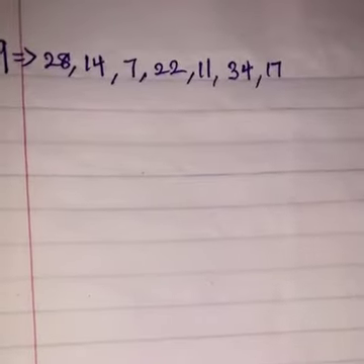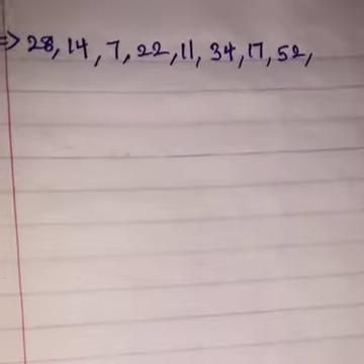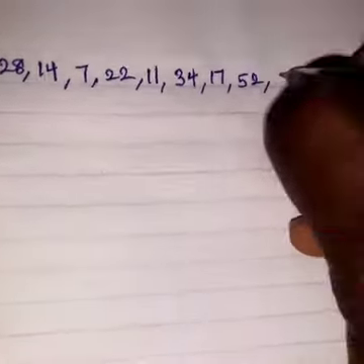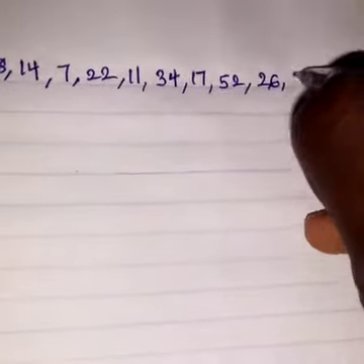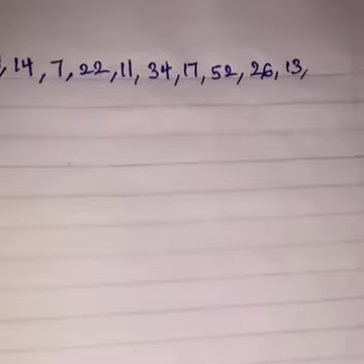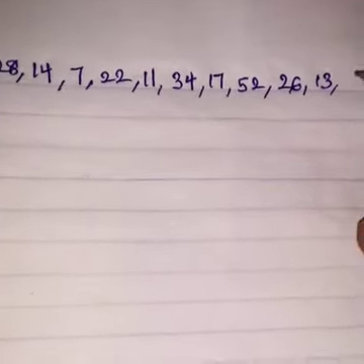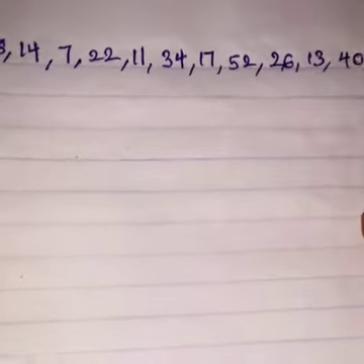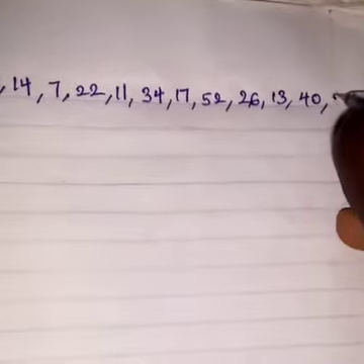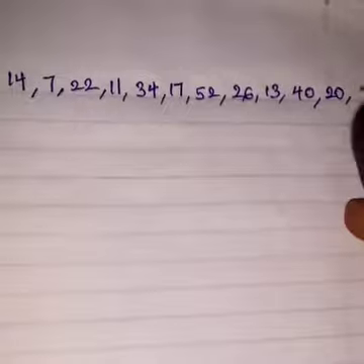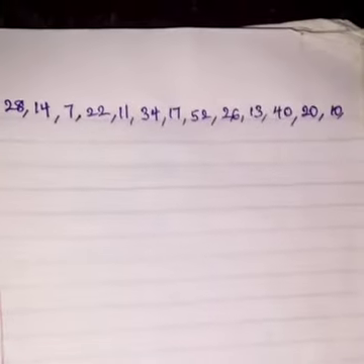When you multiply it by 3 and you add 1, we have 52. When you divide it by 2, you have 26. When you divide this also by 2, you have 13. This is even and this is odd. When you multiply it by 3 and you add 1, you have 40. When you divide this by 2 also, because it is even, you have 20. When you divide this by 2, you have 10. When you divide this by 2 also, you have 5.